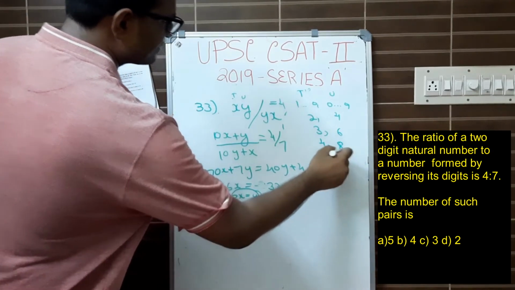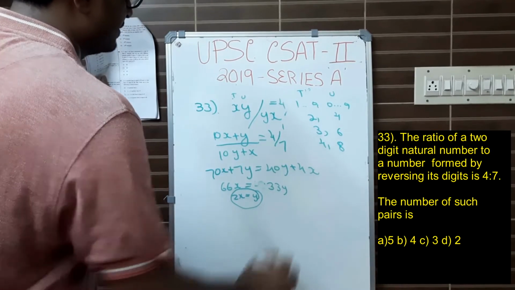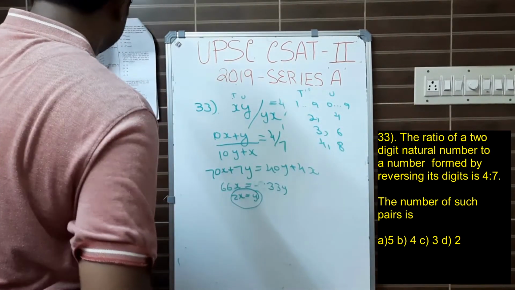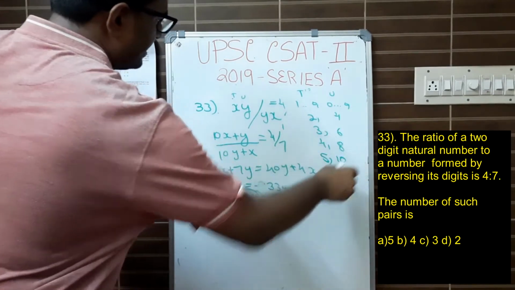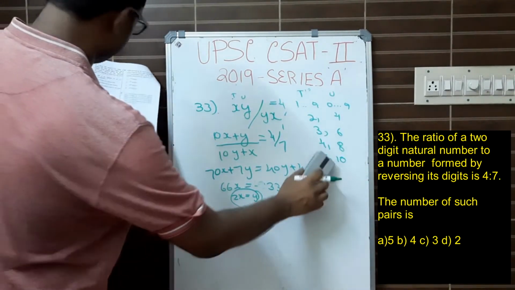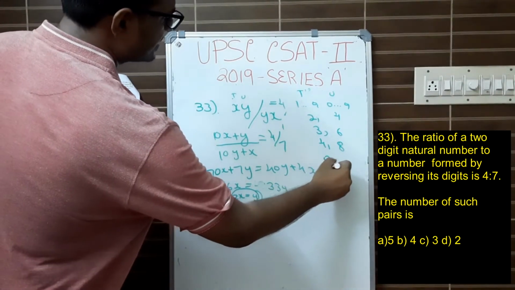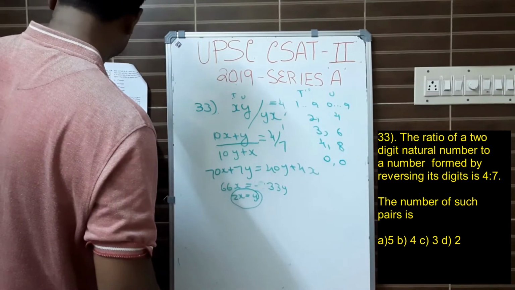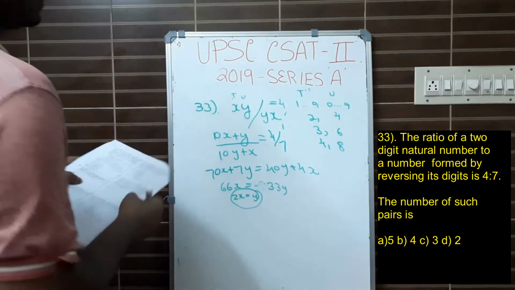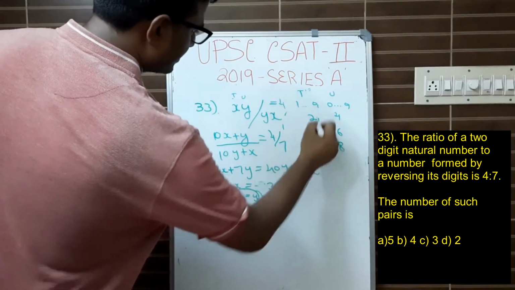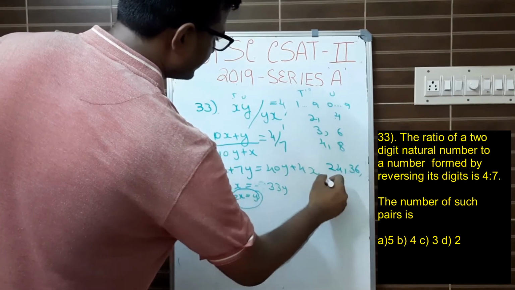So how many such pairs do we get which satisfy this equation? We get 2, 4, 3, 6, 4, 8. We can't have 5 and 10 because the numbers have to be from 0 to 9, so that's not possible. We can't have 0 and 0, that's also not possible. So see numbers like 24, 36 and 48.